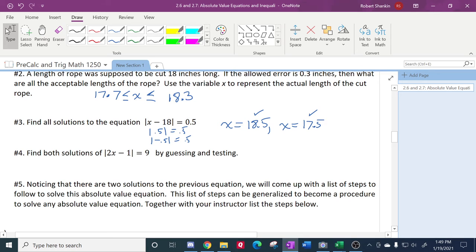All right, so go ahead on number 4. Put your guesses for your answers into your group chat.